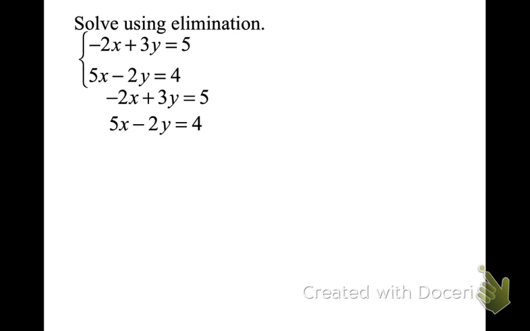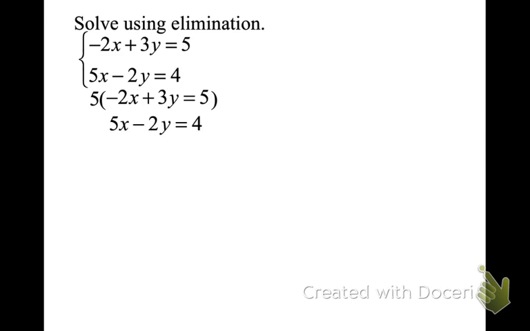So I might multiply the whole first equation by 2. That way I get a 6y. And the whole second equation by 3. That way I get a negative 6y. Since they're already opposites, I think I'd multiply. Oh, they're doing the opposite. They're eliminating. I'll show you the other way too.